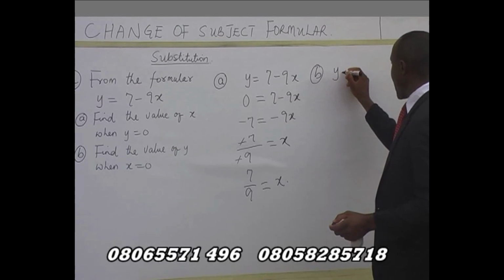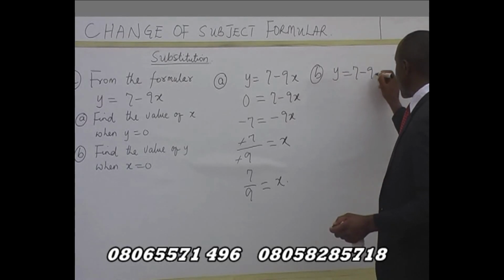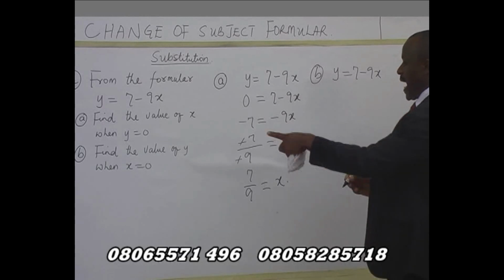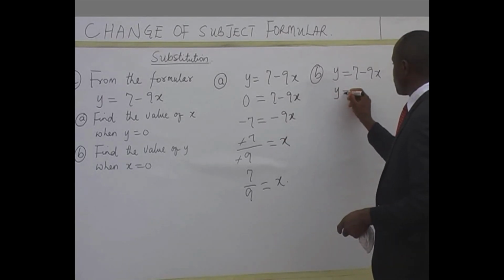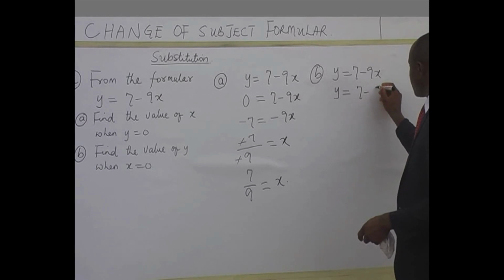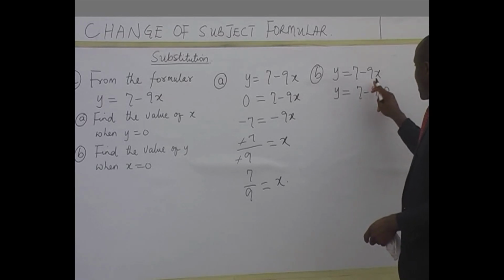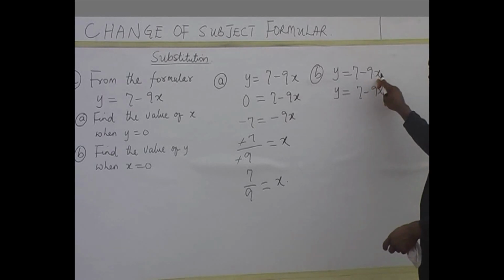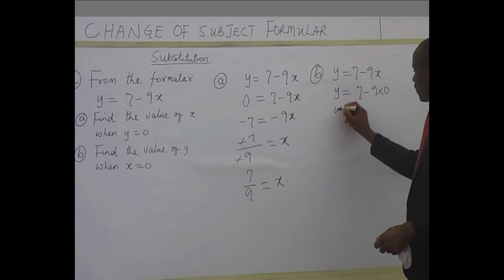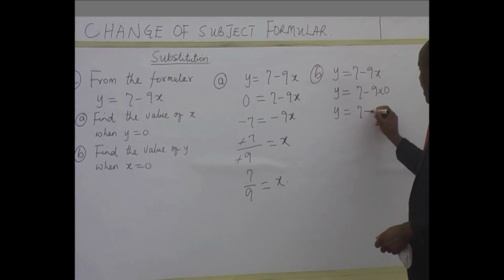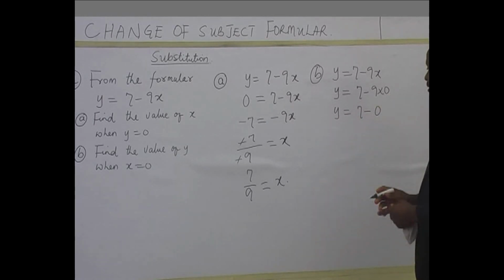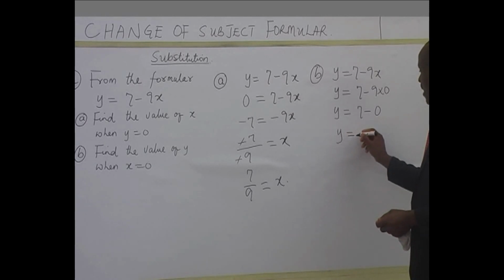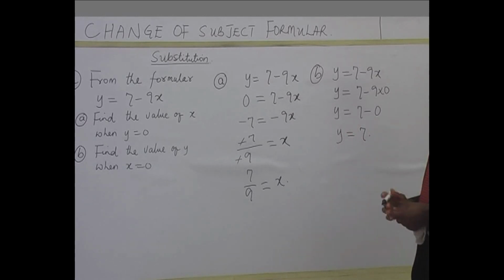The equation is y is equal to 7 minus 9x. X is 0. That means the equation becomes y is equal to 7 minus 9 times 0. Remember that 9x means 9 times x. Now that you're substituting a value of 0 for x, that means multiply 9 and 0. Y will be equal to 7 minus anything multiplying 0 is 0. If you subtract 0 from anything, you'll be left with that thing. That means 7 minus 0 is 7.